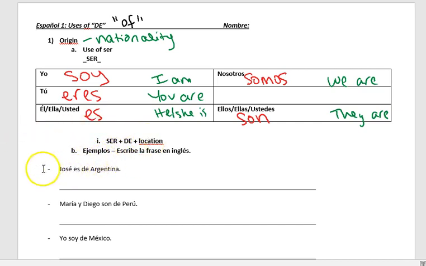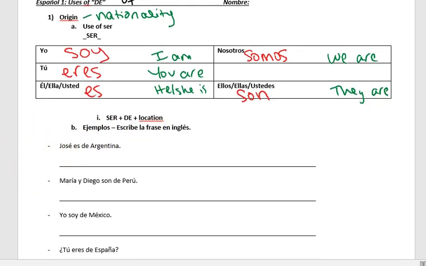So aquí tenemos ejemplos y escribes en inglés. José es de Argentina. So we start with José. Now we know es is here. We know it's he, she, is. So he is de Argentina. So typically de means of, and you can say José is like of Argentina, but in this context, it's going to be from. So in English, we use from.